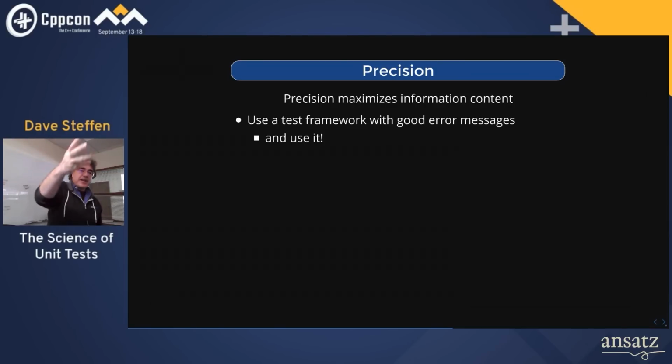We expected 49, we got 42, whatever, all right? You want a lot of information that points you directly towards what the problem is, so you don't have to spend a lot of time understanding that. You can get straight to understanding the real bug, all right? That's precision. That's a precise experimental setup.